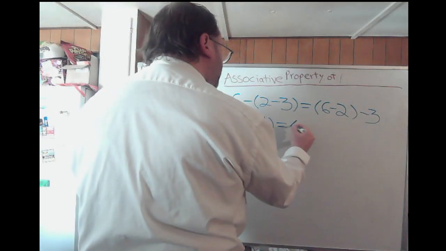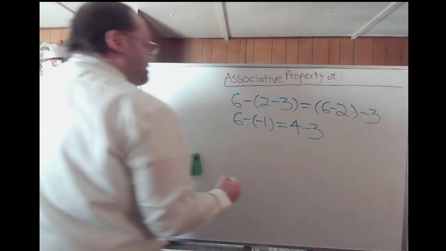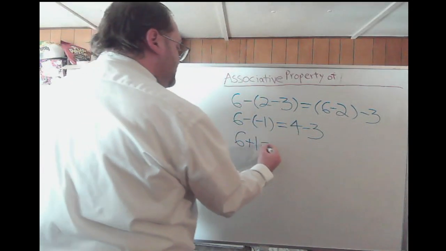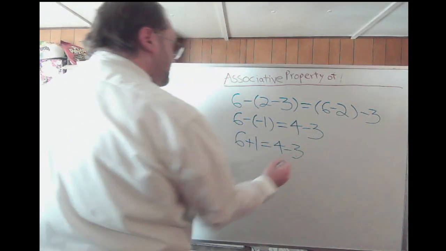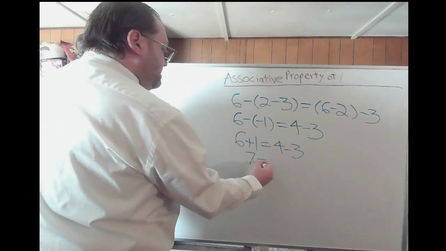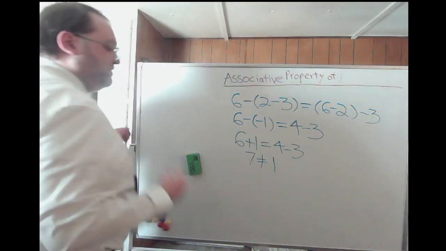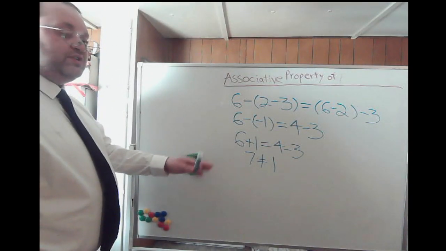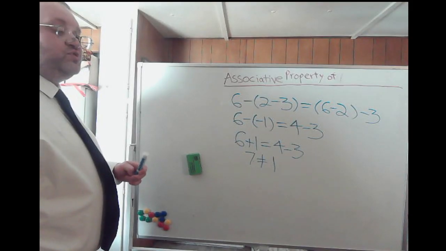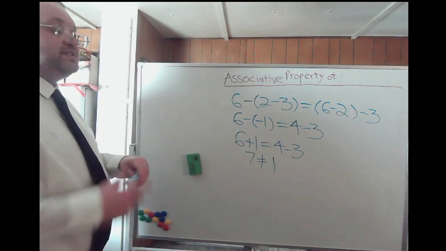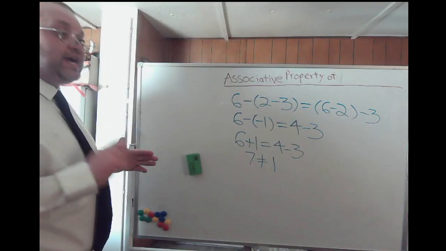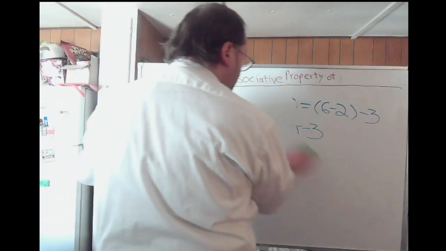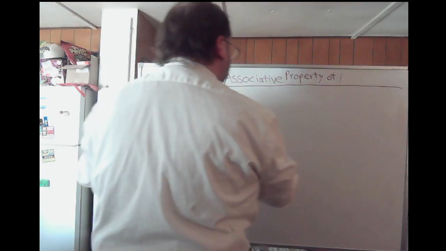6 minus 2, that's 4 minus 3. Well, you'd have 6 minus negative 1 on the left-hand side. That's the same as 6 plus 1. You'd be setting that equal to 4 minus 3. 6 plus 1 is 7. 4 minus 3 is 1. We know 7 does not equal 1. So this right here, even one counterexample throws the whole assumption out that there's an associative property of subtraction. This proves that the associative property does not work for subtraction. It only works for addition and what we're about to do here, multiplication. It doesn't work for division, and we'll also prove that.